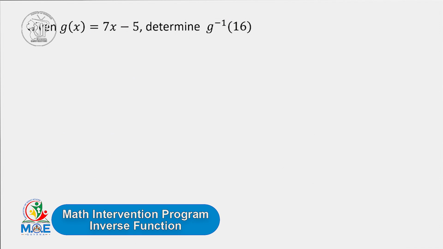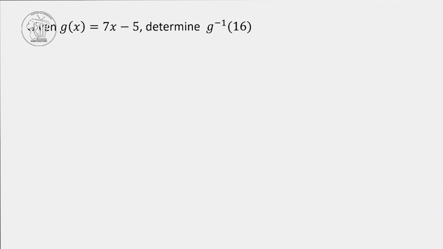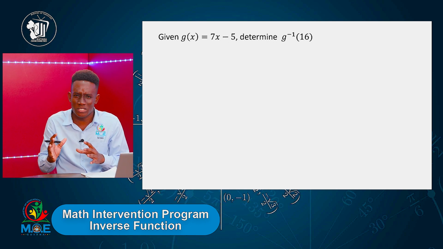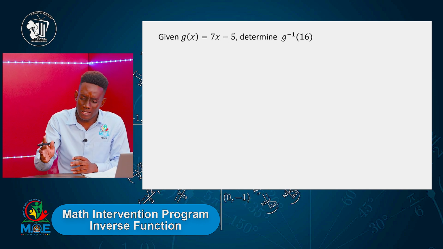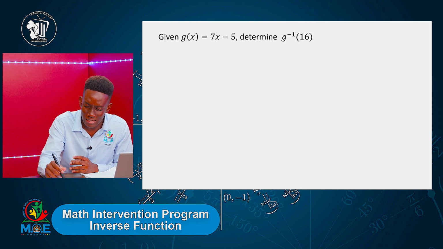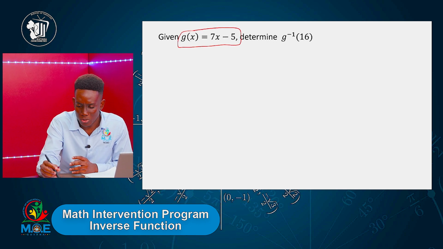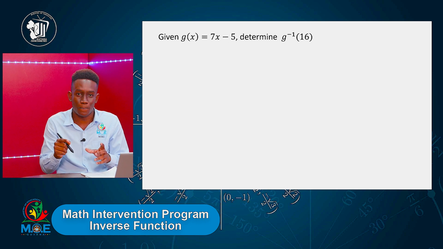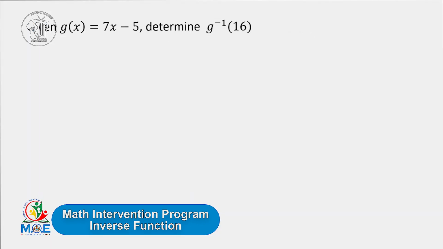Let's say we are given the function g of x is equal to 7x minus 5. And they ask us to determine the value of g inverse of 16. Many students may look at this question and jump to replace 16 inside the function g of x. But we must be careful. The question is asking us to find g inverse of 16 and not g of 16.